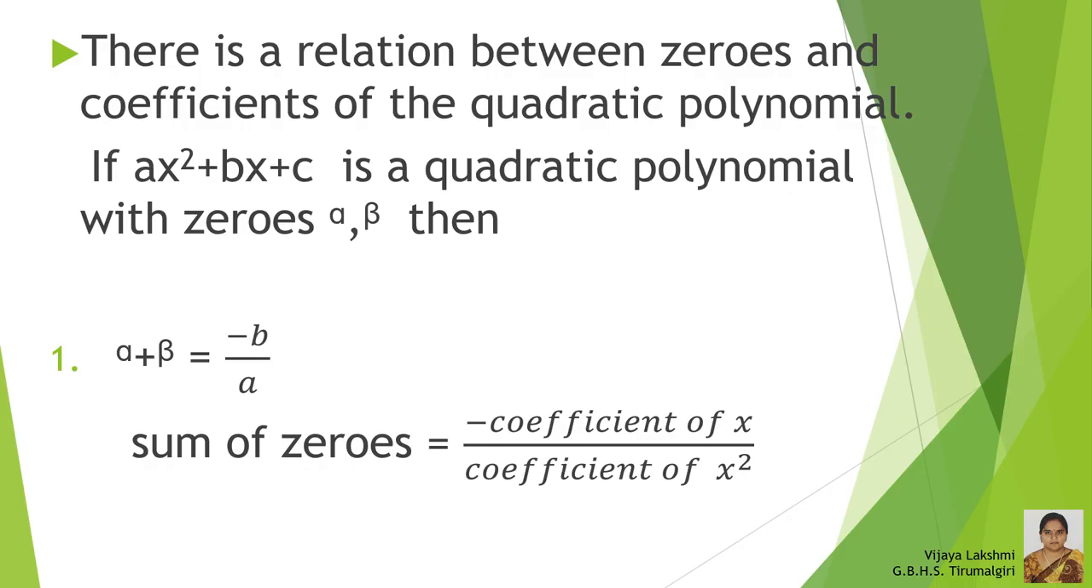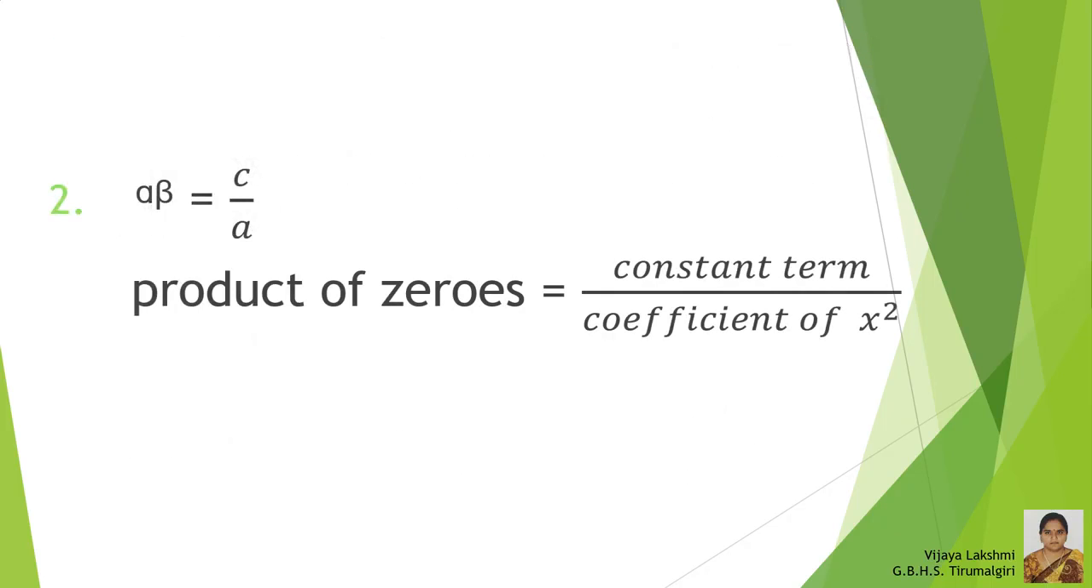So alpha plus beta is nothing but sum of the zeros is equal to minus coefficient of x by coefficient of x square. The second relation is alpha beta is equal to c by a. Product of zeros is equal to constant by coefficient of x square. Now let us check it up with an example.